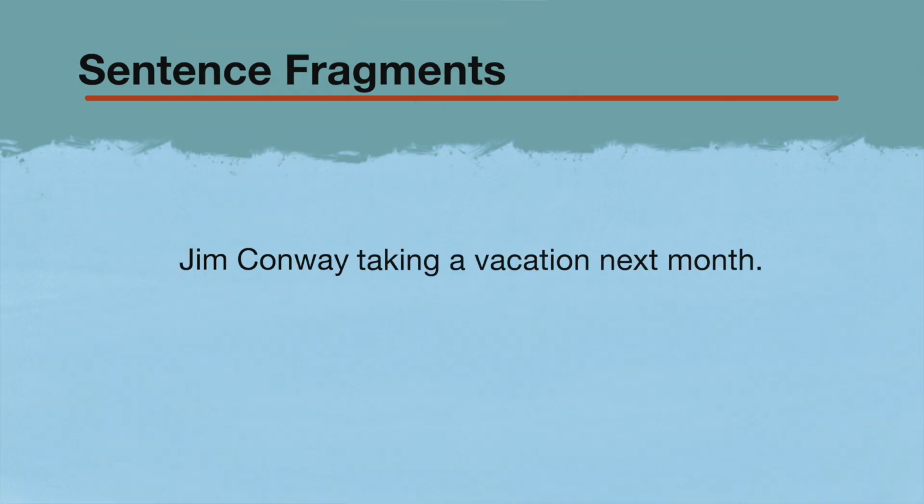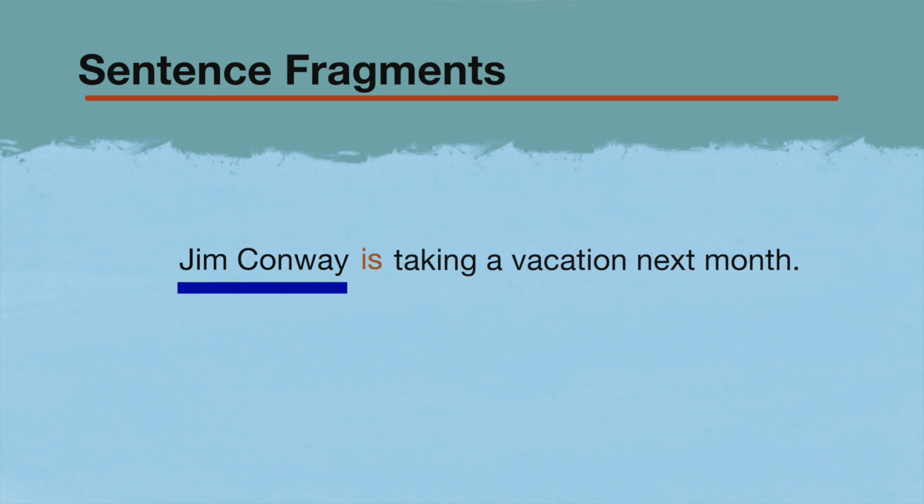Look at this sentence. Jim Conway taking a vacation next month. Now, the sentence has a subject and it has a verb, but because the verb is in the ing form, it also needs a helping verb. So to correct the sentence, we simply need to insert is. Jim Conway is taking a vacation next month.